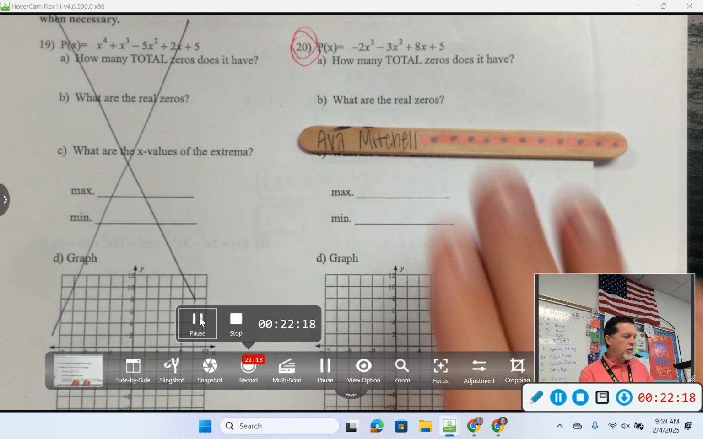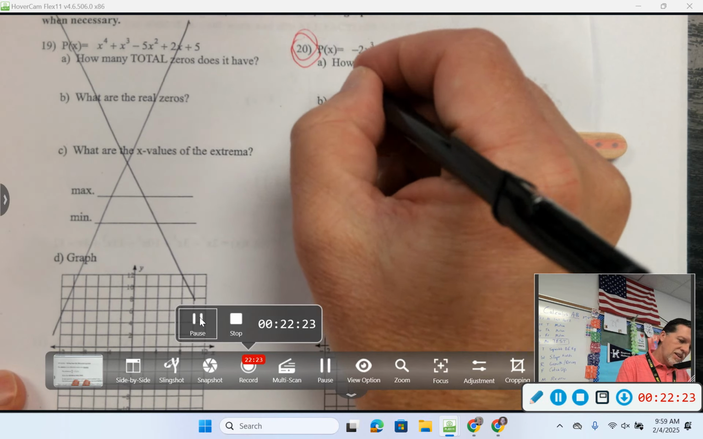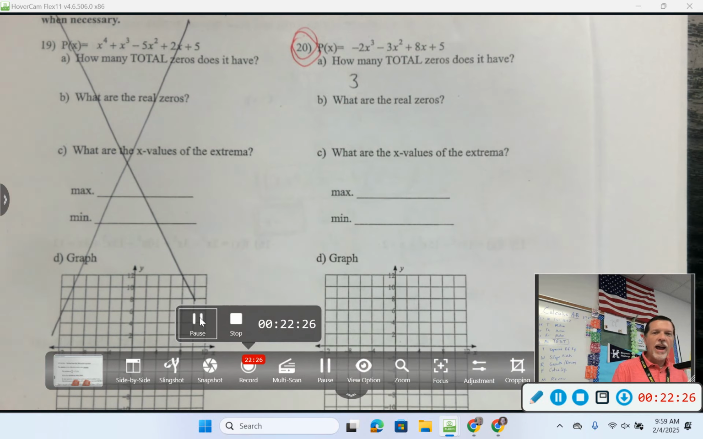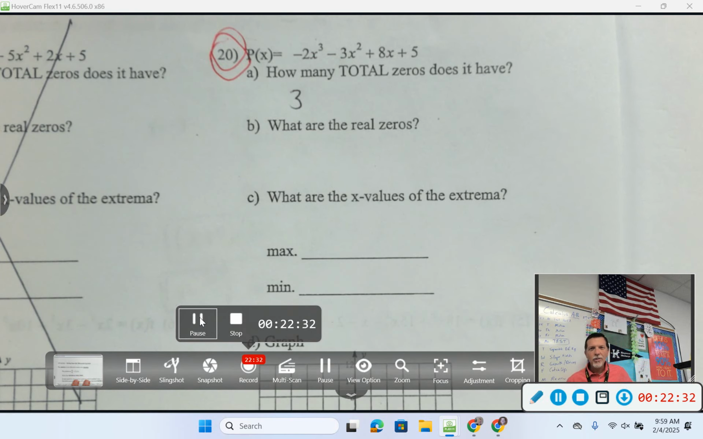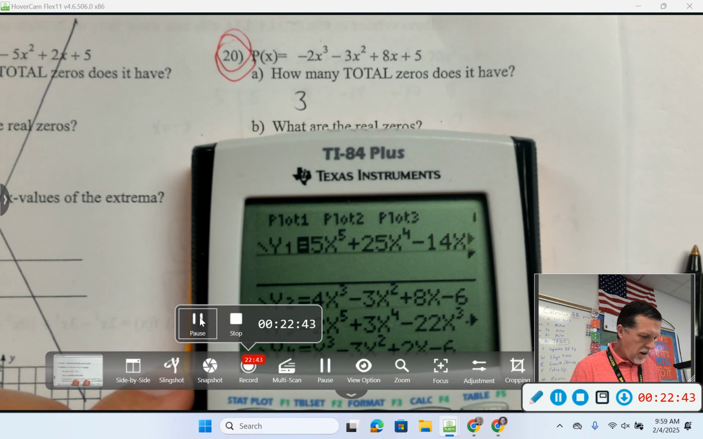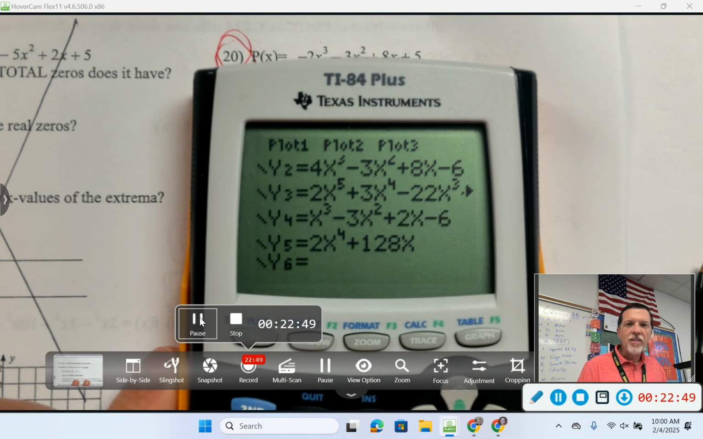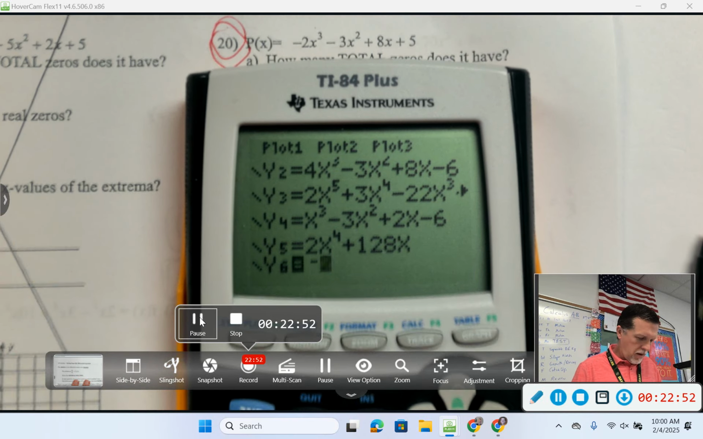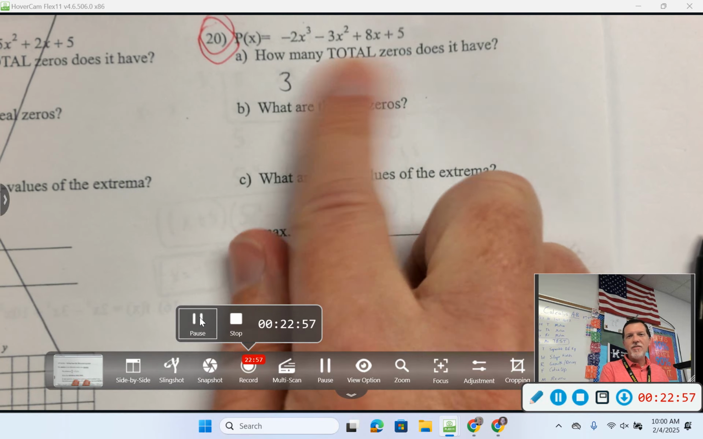Ava, how many total zeros does that one have? 3. How did you know that? Good. So it's degree 3, so it's going to have 3 zeros. I don't yet know how many real zeros it has. How do I learn how many real zeros it has? Graph it. So let's graph it and find the x-intercepts. See how many different equations I can put in my calculator. At least 6, apparently. So this one is definitely a calculator one, because I am not factoring that. That does not factor by grouping.